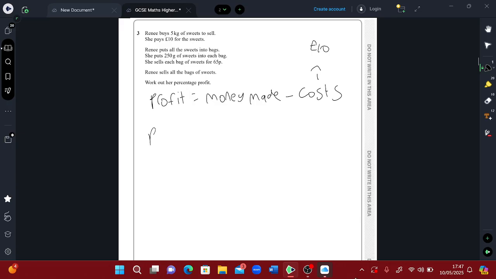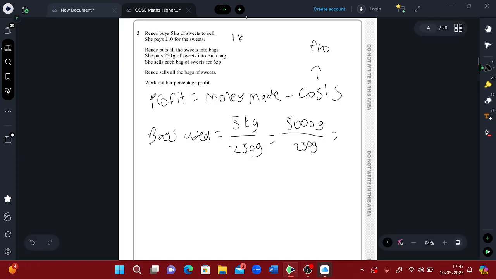So how many bags used? Well, that's going to be 5 kilograms over 250 grams. Now the units are essential here because you need to make sure they're the same. So 5 kilograms is going to be 5,000 grams over 250 grams. Because you must remember 1 kilogram is 1,000 grams. And actually, then we can start cancelling. So we can get rid of the 0 here, to get 500 over 25.